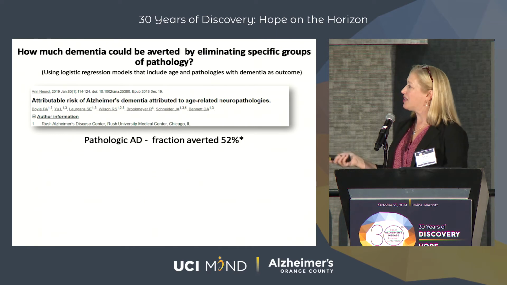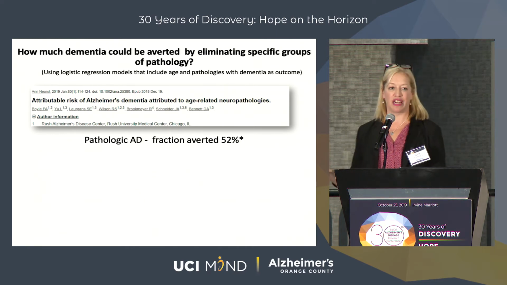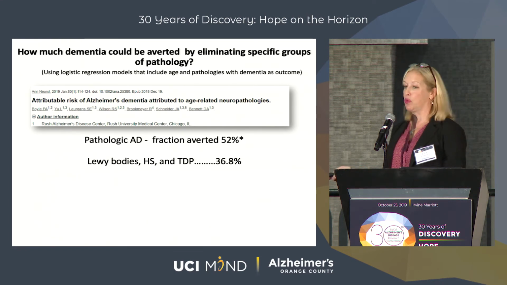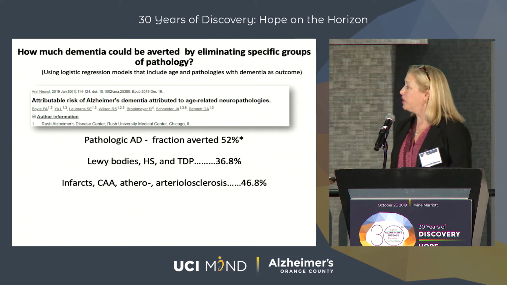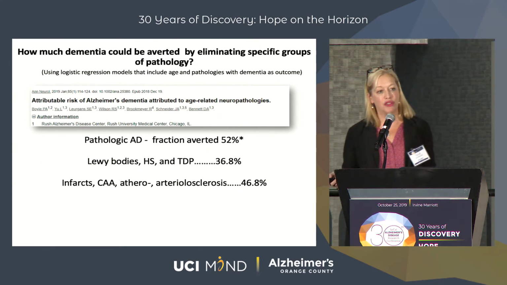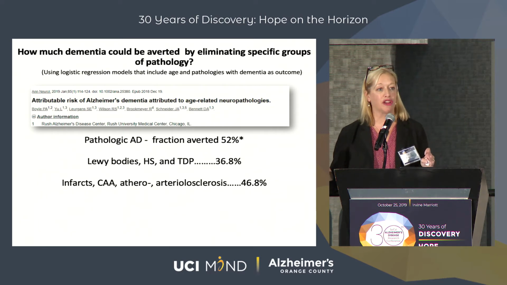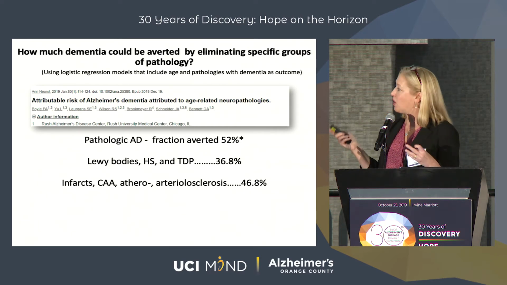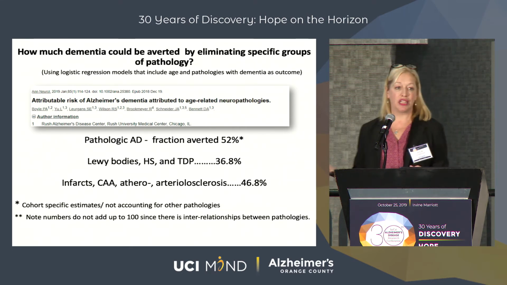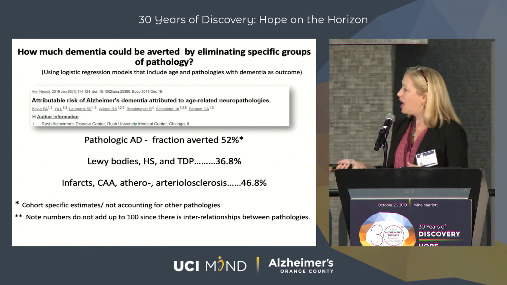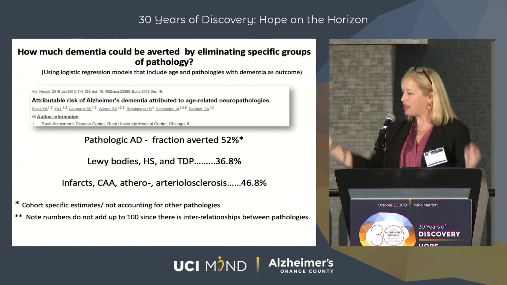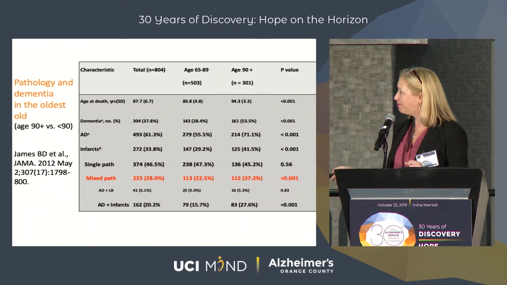But if we got rid of the pathologic AD, we'd get rid of just slightly over half of the Alzheimer's dementia. If we got rid of the other degeneratives, more than a third. And if we got rid of all of the vascular pathology, again, almost half. And it doesn't add up to 100 because remember, they're all interrelated with each other. So statistically, it ends up being overlapping. So again, this is cohort specific, and there's interrelationships between these pathologies. And I should mention also, it does not account for unexplained pathology. These models assume the pathology explains everything, which it doesn't.